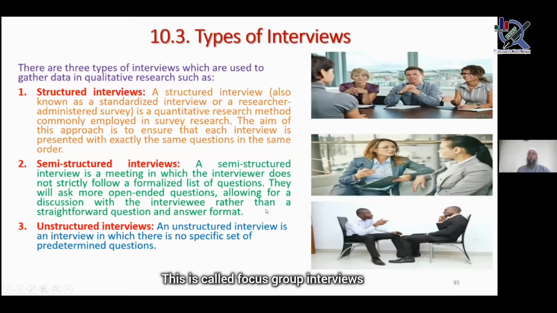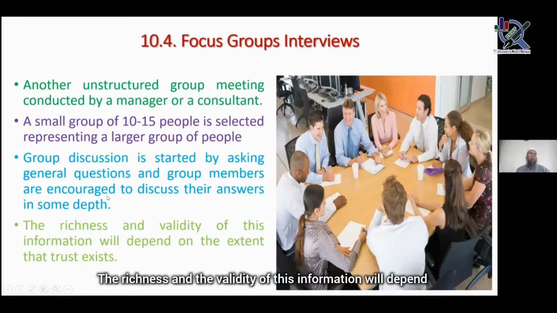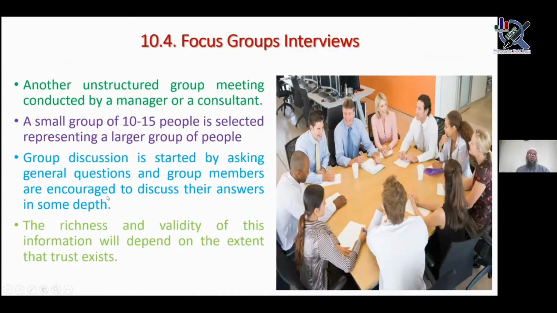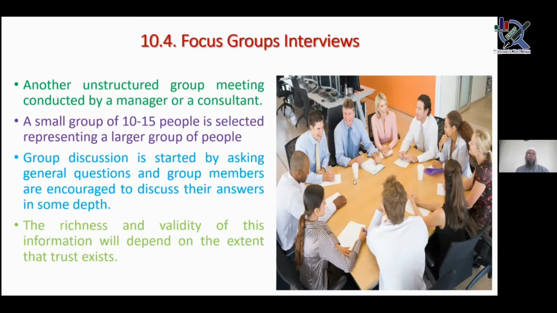This is called a focus group interview. Here 10 to 15 people join together, and a group discussion is started by asking general questions, and group members are encouraged to discuss their answers in some depth. The richness and validity of this information will depend on the extent of the trust that exists. They talk about the problem, and the in-depth answers they give are all recorded in an audio recorder and later transcribed. Everybody gives their own opinion regarding certain aspects. In this way we do the group interview.